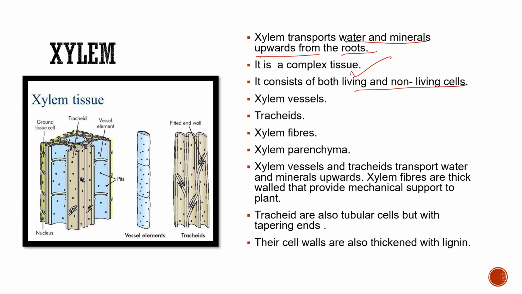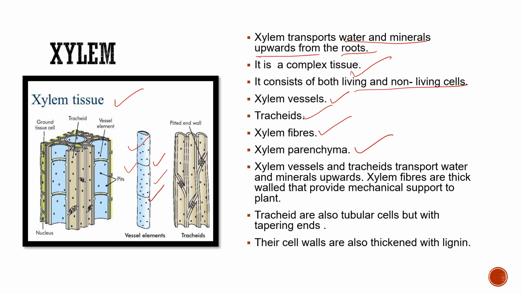So what are the main parts of xylem tissue? It is composed of xylem vessels, then tracheids, then xylem fibers, and then xylem parenchyma. So what are xylem vessels? Xylem vessels and tracheids are the actual conducting elements of xylem. Xylem vessels are long cylindrical cells. If you see this diagram, these are the vessel elements, long cylindrical cells joined end to end, forming a long tube.